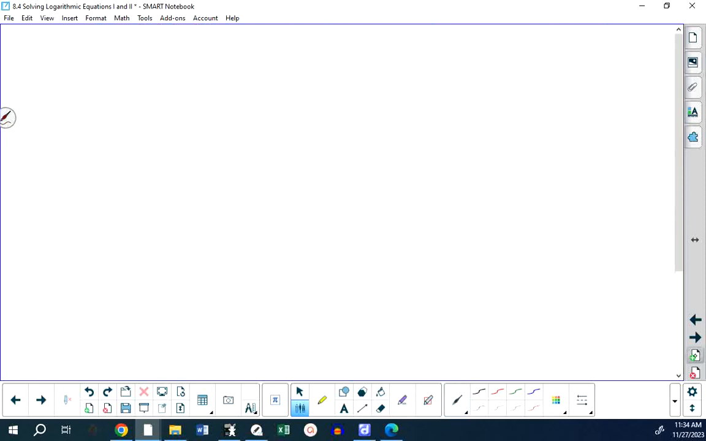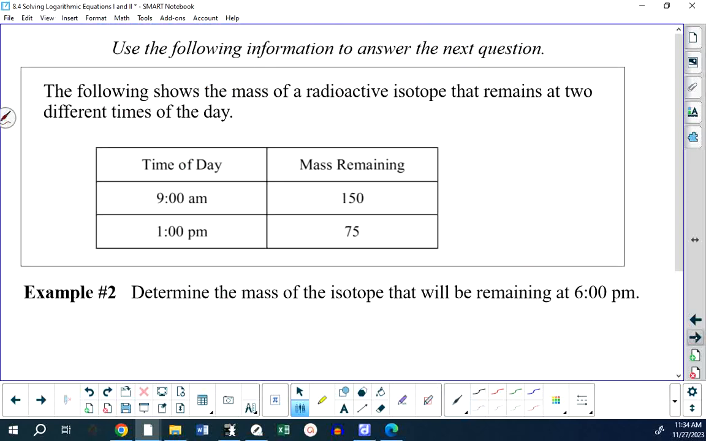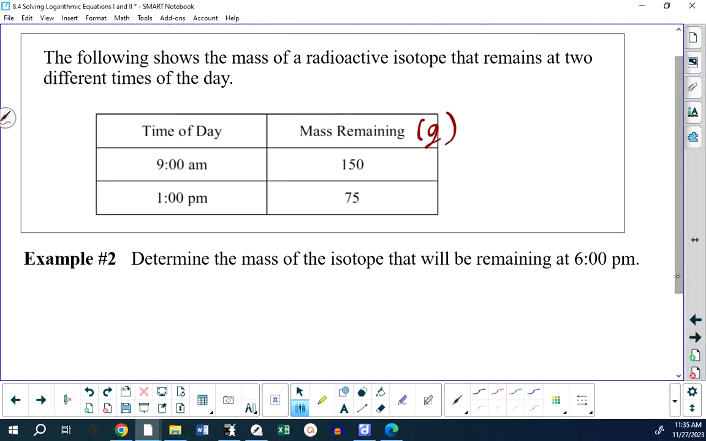All right. I want to, well, let's read this question, and then I'm going to change it. I'm going to change what the question is actually asking, and you'll see why in a second. So the following shows the mass of a radioactive isotope that remains at 2 different times of the day. So at 9 a.m., there's 150, we'll call it grams. It's a new question, so it needs a bit of work. New question in my notes. And at 1 p.m., there's 75 grams. Okay? And what I want to ask instead, we can certainly answer the question I've asked, but that's not what I meant to put in here.